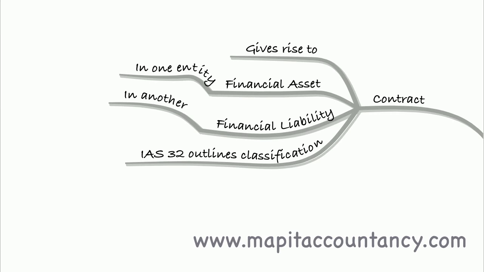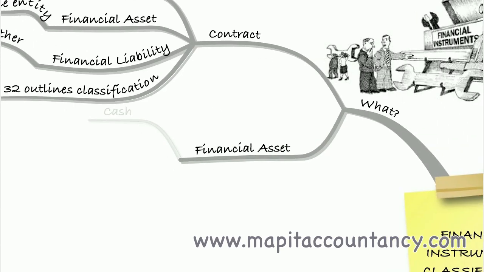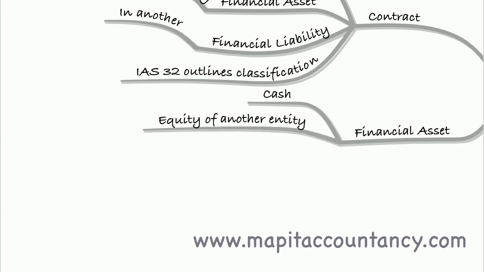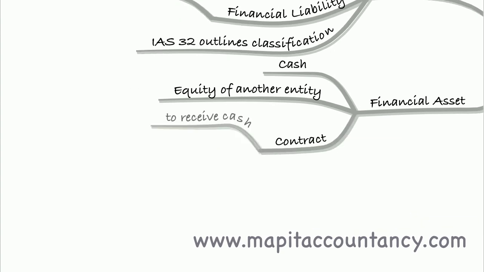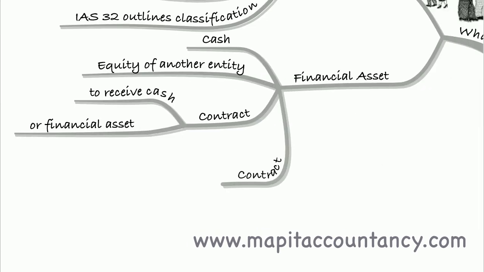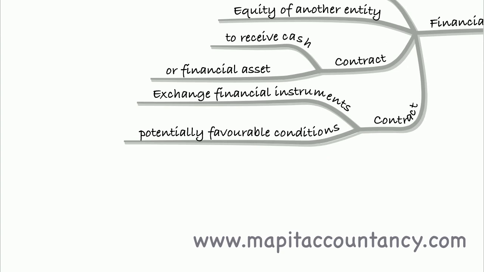So IAS 32 outlines that classification. Remember, a financial asset could be cash, it could be the equity of another entity, i.e. the shares of another entity, or it could be a contract to receive cash or a financial asset. So it could even be a receivable. That would be a contract to receive cash. That's a financial asset. Also, it could be a contract to exchange financial instruments under potentially favourable conditions.